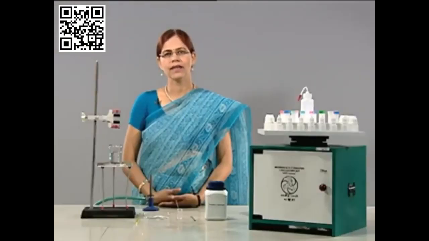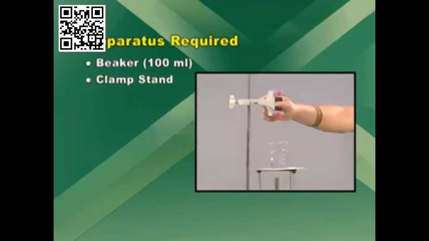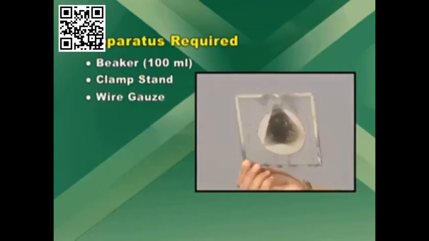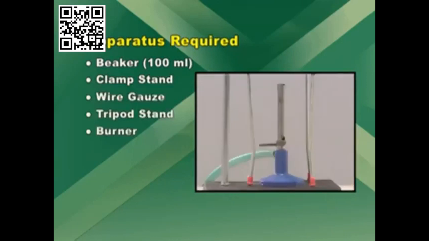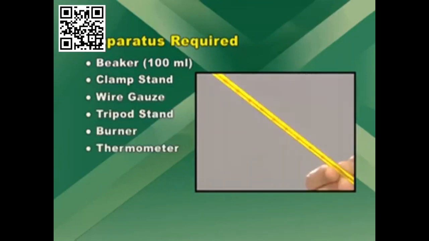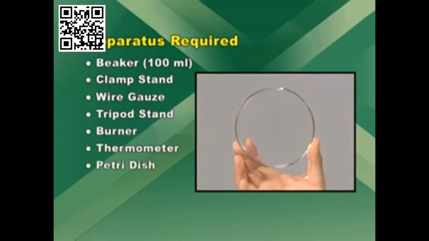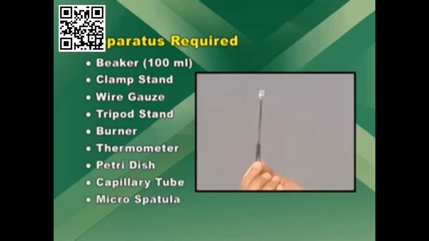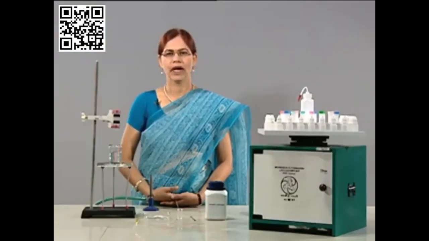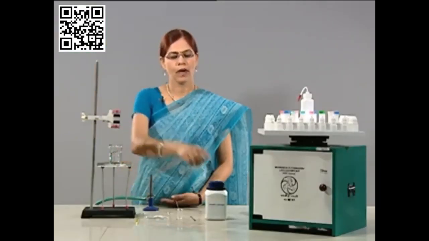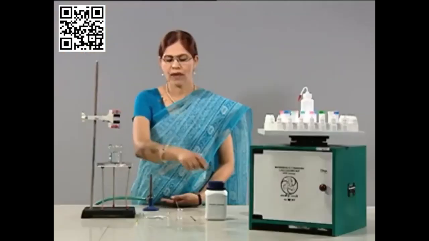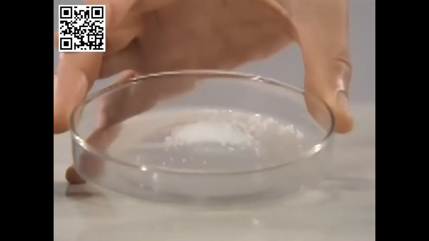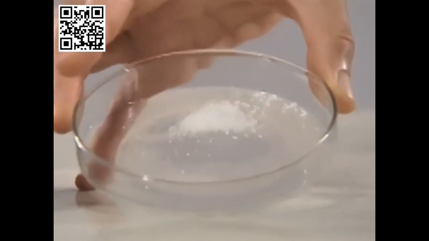The apparatus required for the experiment are a beaker, a clamp stand, a wire gauze, a tripod, a burner, a thermometer, a petri dish, a capillary tube, and a micro spatula. The chemical required for the experiment is an organic compound which we have already shifted to the petri dish with the help of a micro spatula.